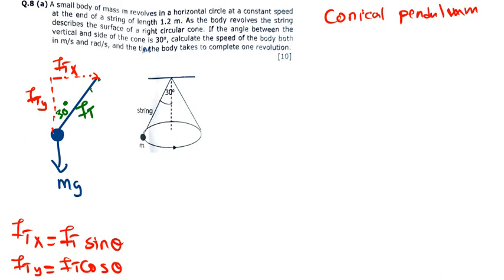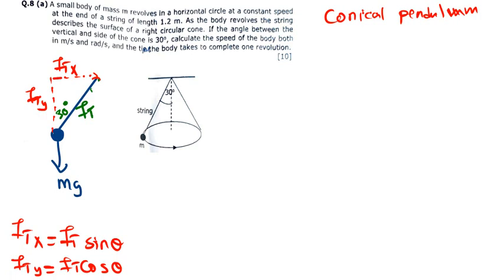Because under vectors, you only know that the x component of the vector is always cos, not so. But in this case, it's different. Why? Because I can clearly see that the opposite here is Ftx. So if I use opposite, sine is equal to opposite over hypotenuse. That's why I'm using sine here.